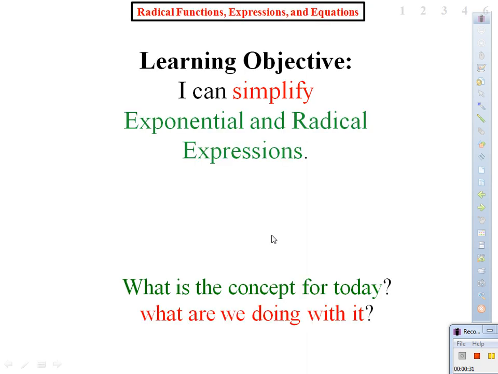Our objective for today: I can simplify exponential and radical expressions. Let me repeat that again. I can simplify exponential and radical expressions. Like I said, yesterday was practice for you guys to get all the basic skills that you needed for what's coming up today. Now, I'm assured that all of you, being my students, did your practice. Thank you very much. Appreciate it.